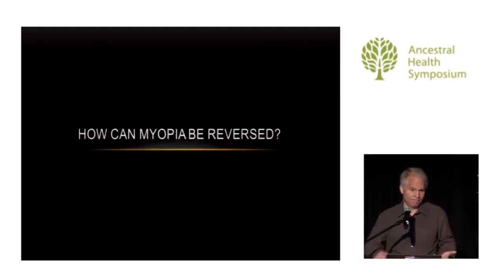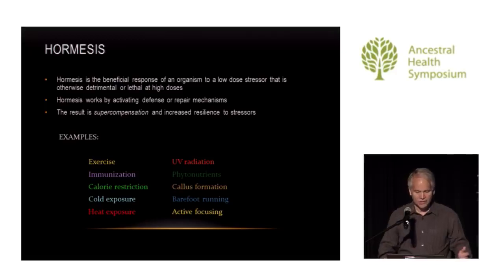So let's see if we can put this into practice. Can we take this learning and turn it into actually a method for reversing myopia? I mean, there you saw an experimental demonstration of how putting a lens in front of the eye can change its shape. So in this regard, I'd like to touch on a key principle that I write about in my blog, Getting Stronger, and that is hormesis. Hormesis is a beneficial response of an organism to a low-dose stressor that's otherwise detrimental or lethal at high doses. And it works by activating various defense or repair mechanisms.